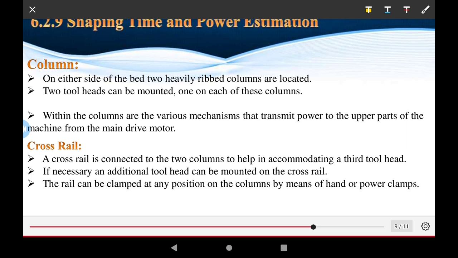The cross slide is connected to the two columns. The cross slide connects the two columns, both of which are vertical columns. One column is connected to one tool, and so there are one tool and two tools, depending on the distance of travel of the tools.